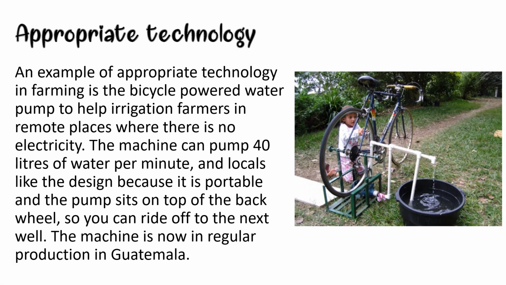An example of appropriate technology in farming is the bicycle-powered water pump to help irrigation farmers in remote places where there is no electricity. The machine can pump 40 liters of water per minute, and locals like the design because it is portable and the pump sits on top of the back wheel, so you can ride off to the next well. The machine is now in regular production in Guatemala.